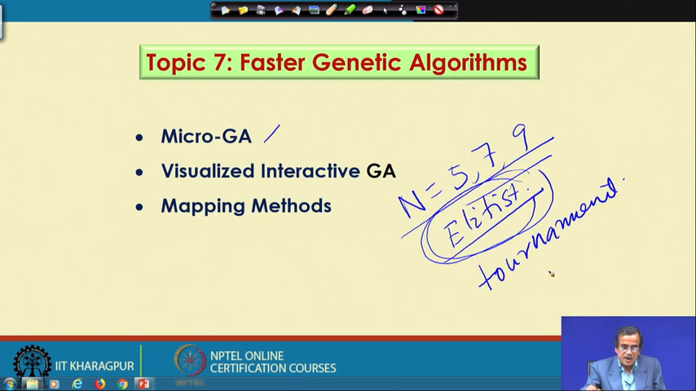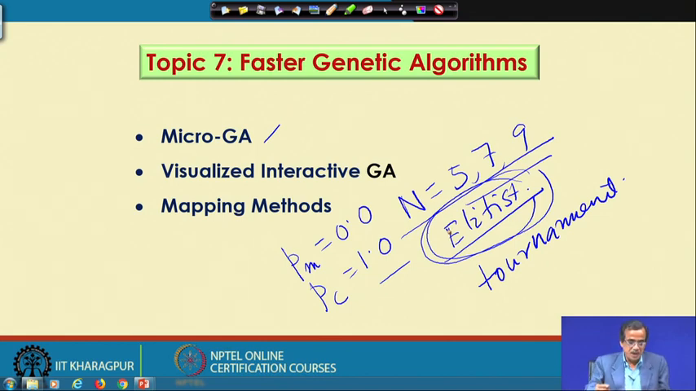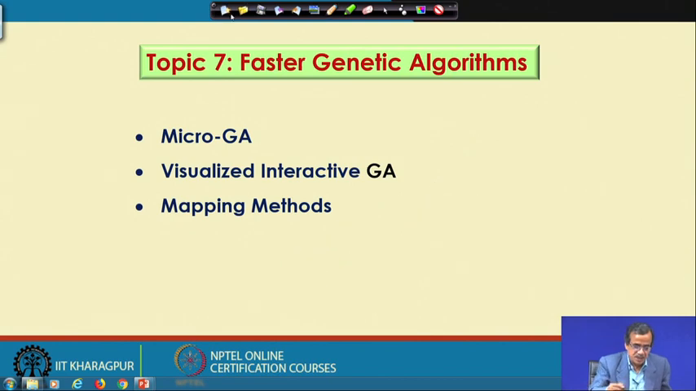This process will go on and on, and generally in this type of GA we do not use any mutation. So, Pm is kept equal to 0 and the crossover probability is generally kept equal to 1. Using this, there is a possibility that it will be able to find the optimal solution within a fraction of a second, but this optimal solution may not be the globally optimal solution, it could be a near optimal solution also. This is the principle of the micro GA.